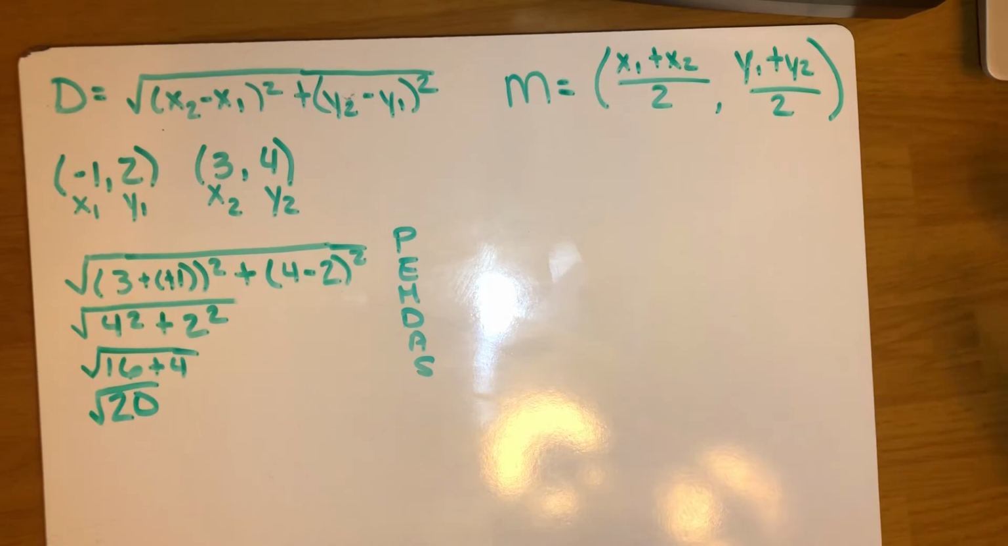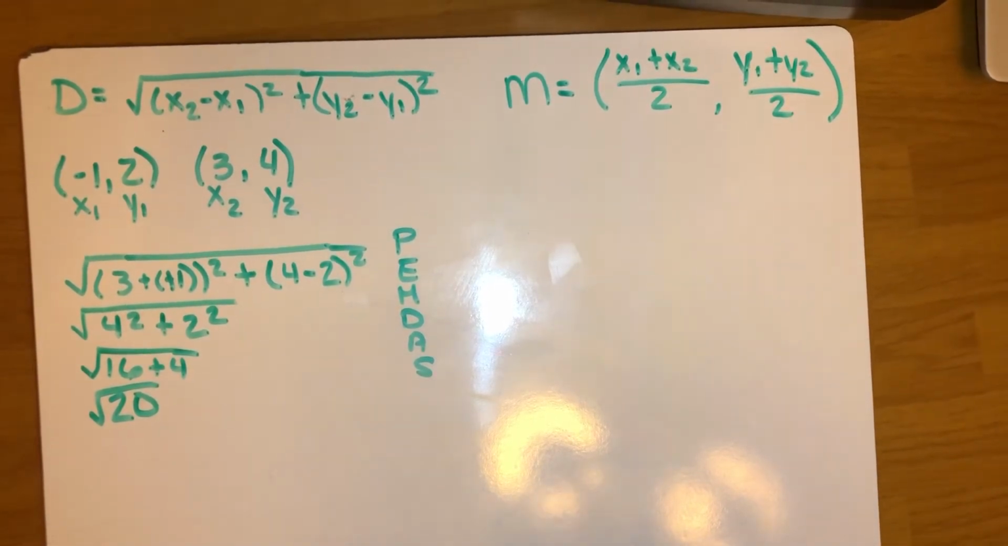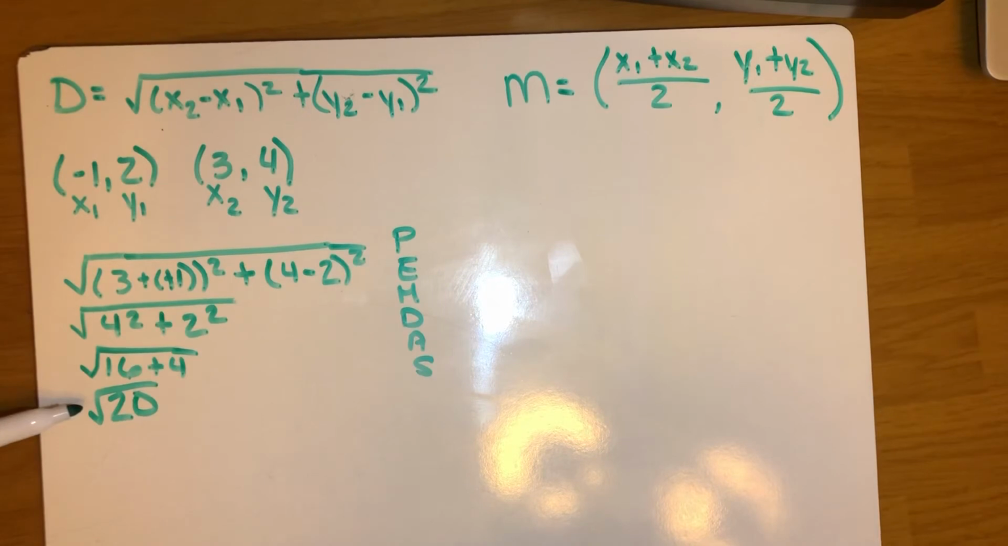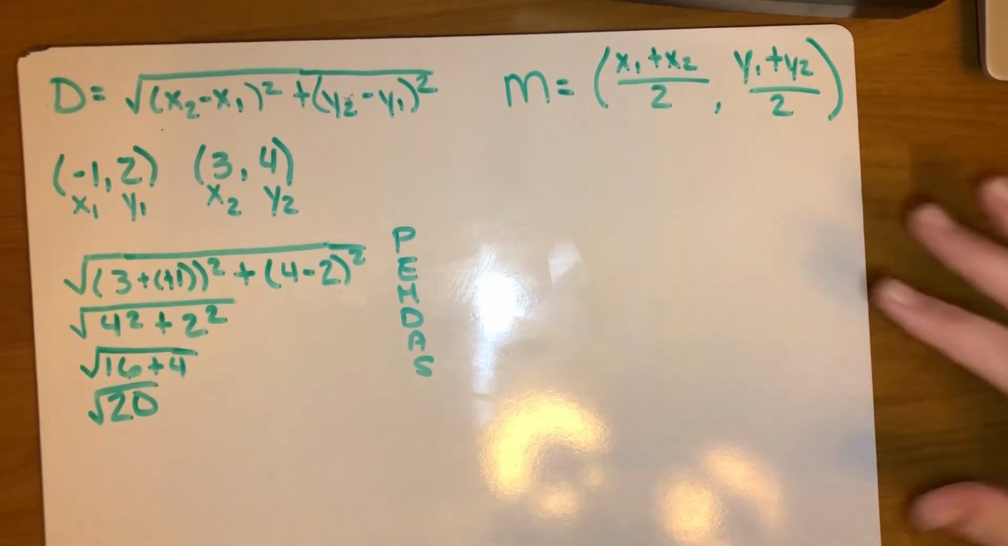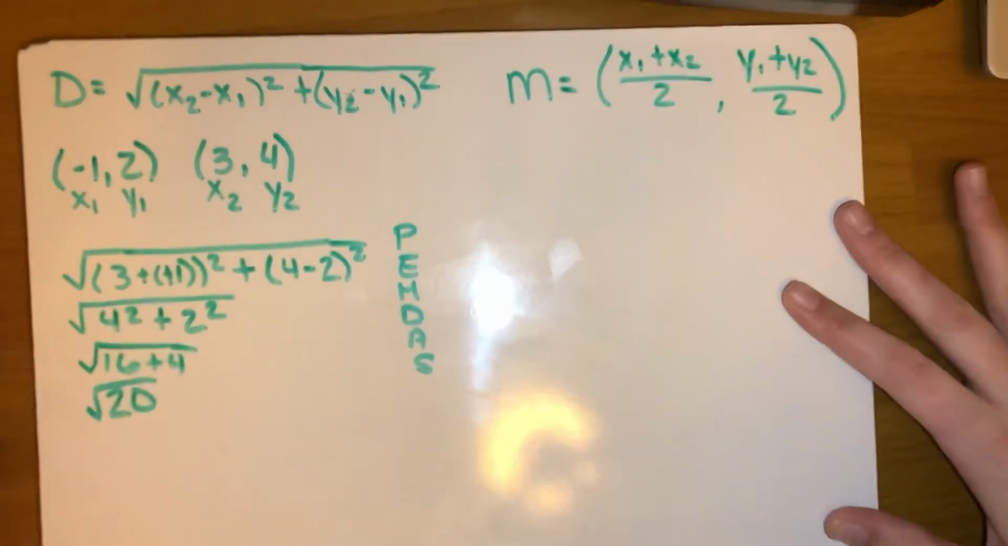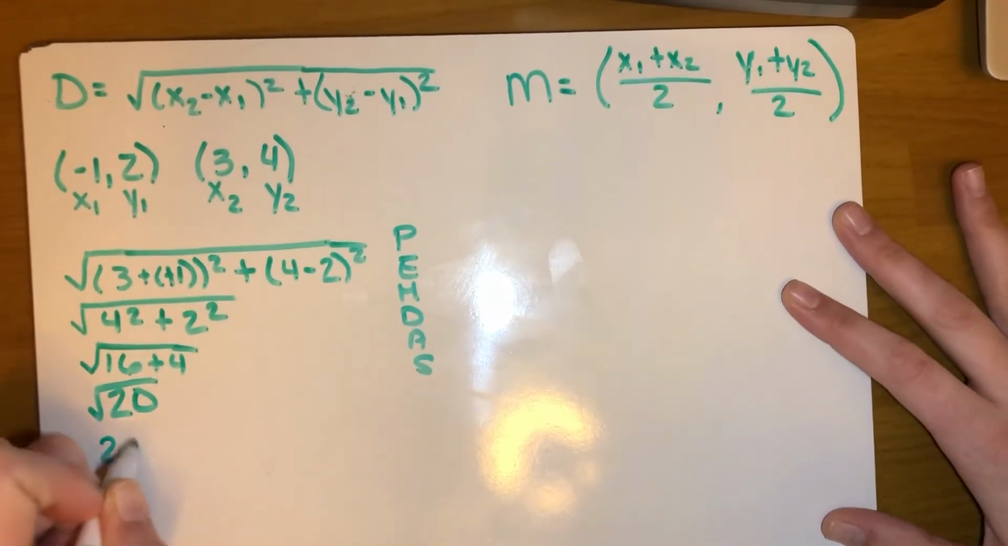Now on your worksheet, they have done what's called simplifying a square root. We don't get to that until we do our trigonometry section. So you guys don't know how to do that. So when you get this answer of the square root of 20, it will not be down at the bottom of the page, because the simplified version of this is 2 square root of 5.